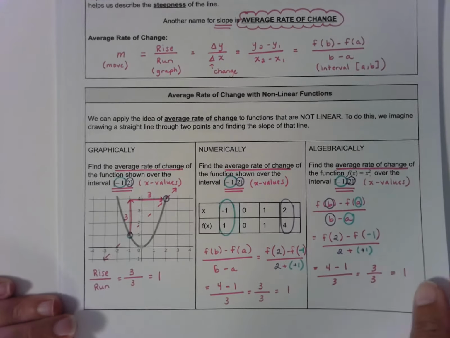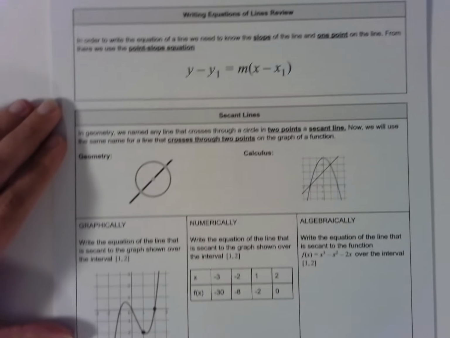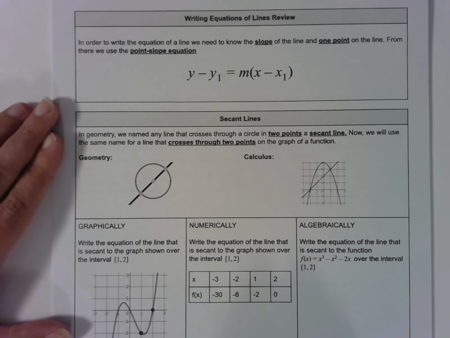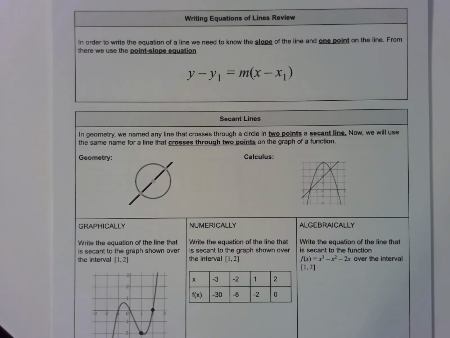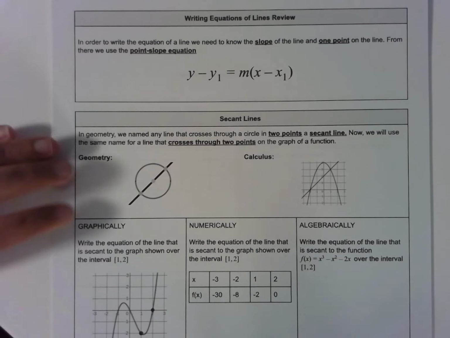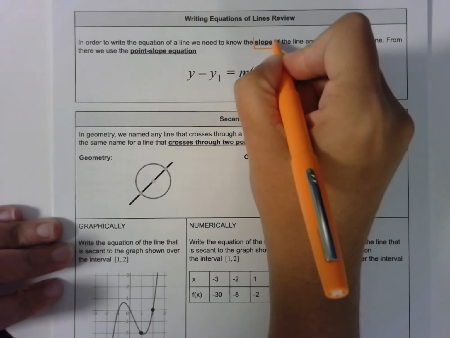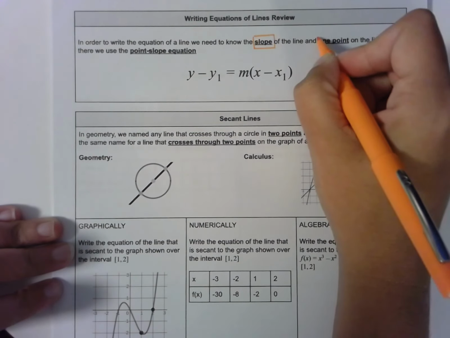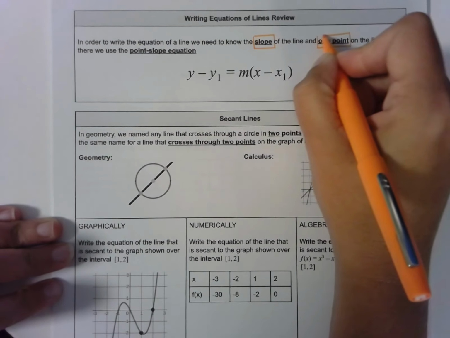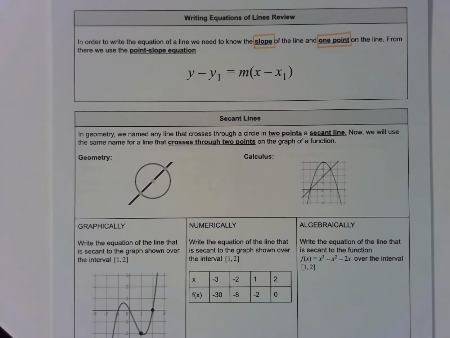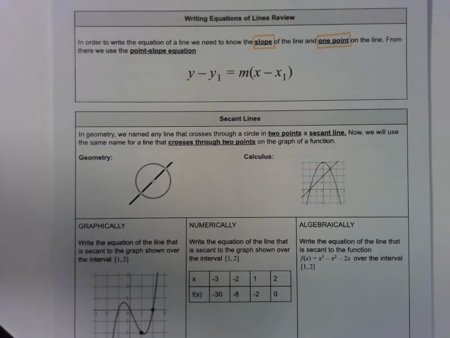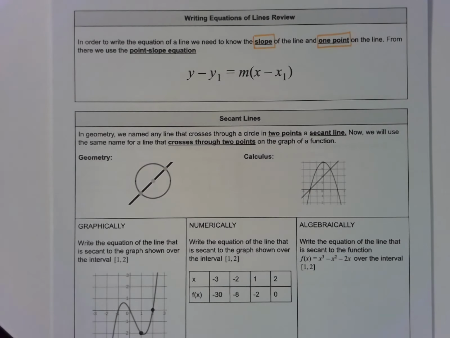Now on the next page, we're going to work on our next learning target, which is to write the equation of a secant line. In order to do this, we're going to need to review how to write the equation of a line. In order to write the equation of a line, we always need to know 2 pieces of information: the slope of the line and 1 point on the line. If you have more information, like 2 points on the line, that's fine, but you always need to know the slope and 1 point at least.